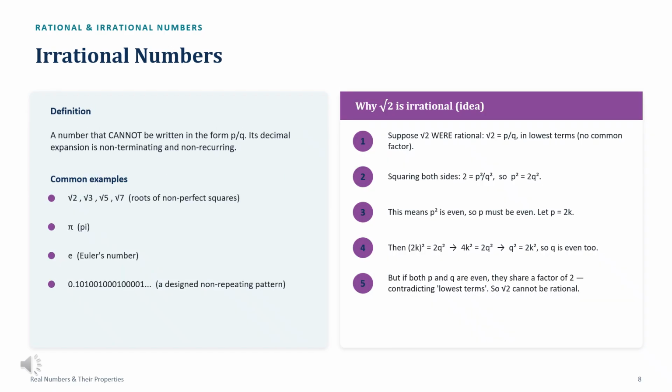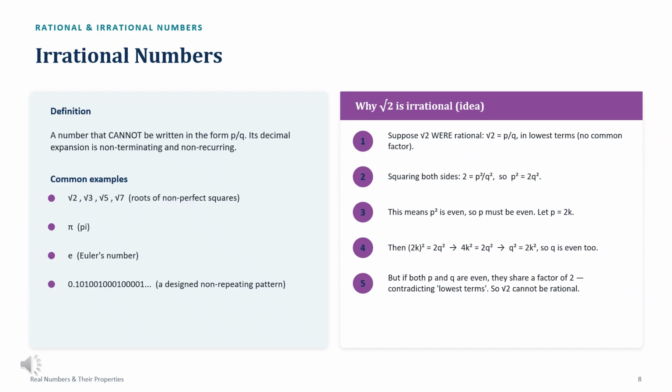An irrational number is one that cannot be written as p over q. Its decimal expansion is non-terminating and non-recurring. Common examples include the square root of 2, 3, 5, and 7, roots of numbers that aren't perfect squares, along with pi and Euler's number.